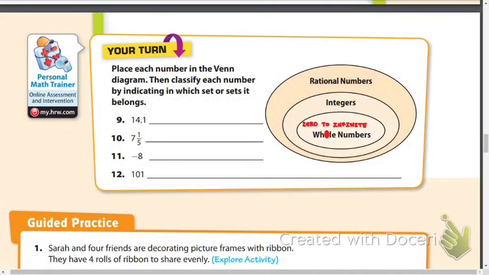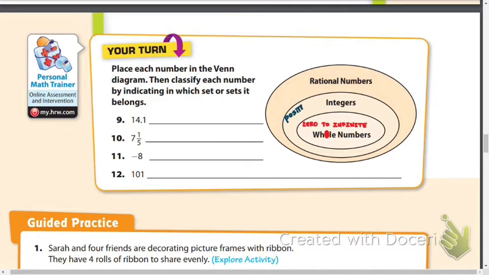Okay, so here in this example, we're trying to classify the three types of numbers in a Venn diagram. We already said that whole numbers are from 0 to infinity. Integers were positive and negative whole numbers. So I'm going to write that down there inside that one.